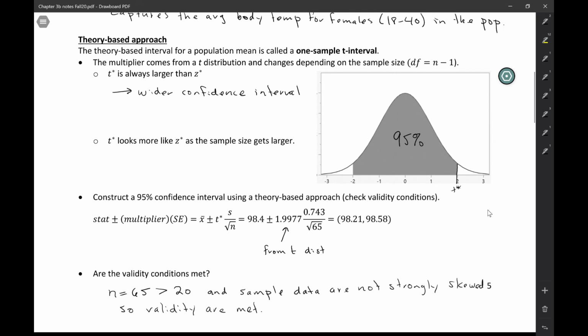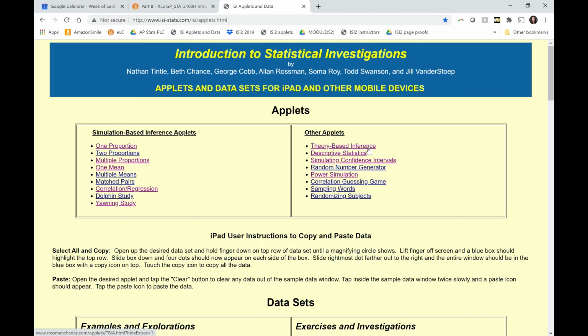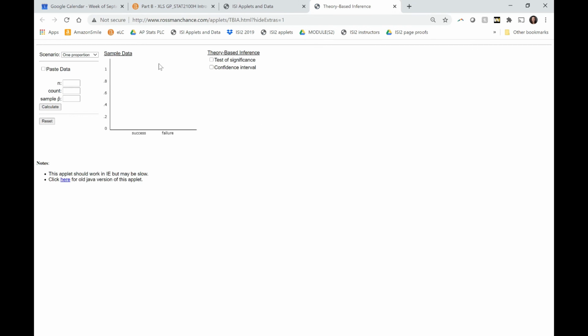Instead of showing you how to get T star, where you would still have to plug everything into the formula by hand, I'm just going to show you how to do this really quick with an applet. So let's use the theory-based inference applet. Here we're going to change the scenario from one proportion to one mean, since we have quantitative data now. Our sample size was 65. Our sample mean, x bar, was 98.4. And our sample standard deviation, s, was 0.734.